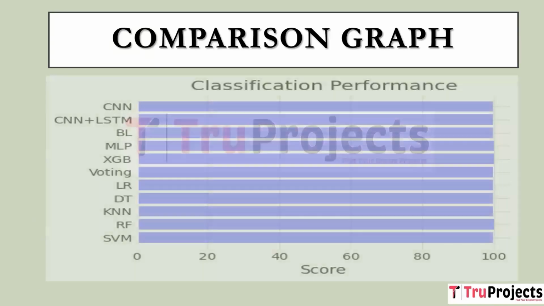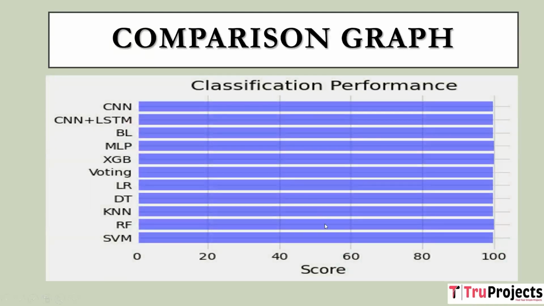This is the comparison graph of the project, where the x-axis represents the accuracy score and the y-axis represents the algorithm names. Among all the algorithms, the voting classifier performs well, so we are using the voting classifier for predicting in the web interface.